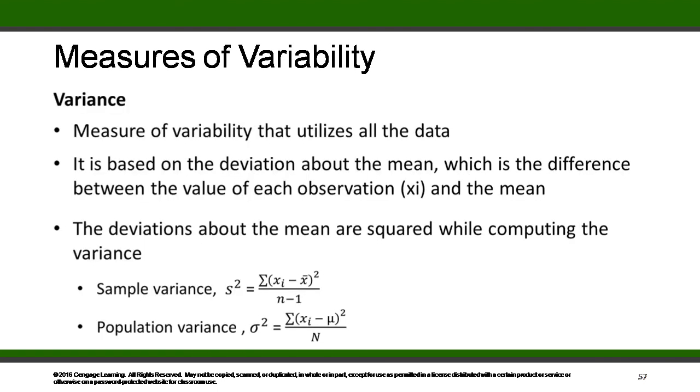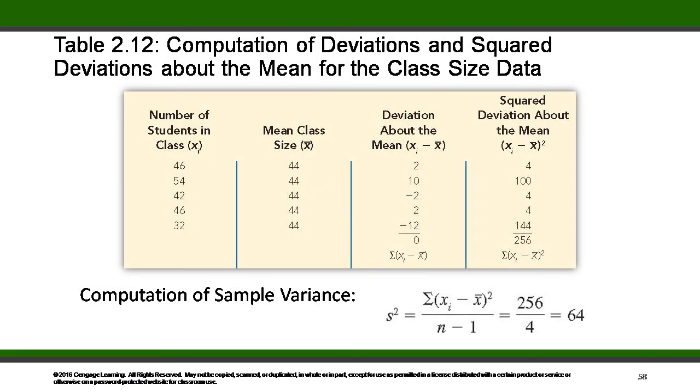Measures of variability, variance. The variance is the measure of variability that utilizes all the data. It is based on the deviation about the mean, which is the difference between the value of each observation, xi, and the mean. The deviations about the mean are squared while computing the variance. This table shows the computation of deviations and squared deviations about the mean for the class size data. First column, we have the number of students in class, and second column is the mean class size, which is 44. Then the third column is the deviation about the mean. Fourth column is the squared deviation about the mean. Then the computation of the sample variance s squared is equal to 256 over 4, which equals 64.